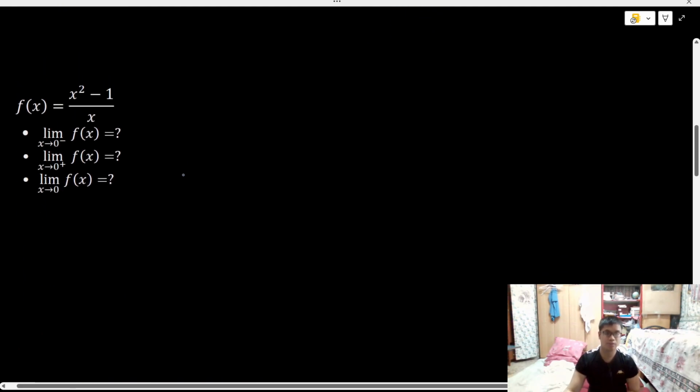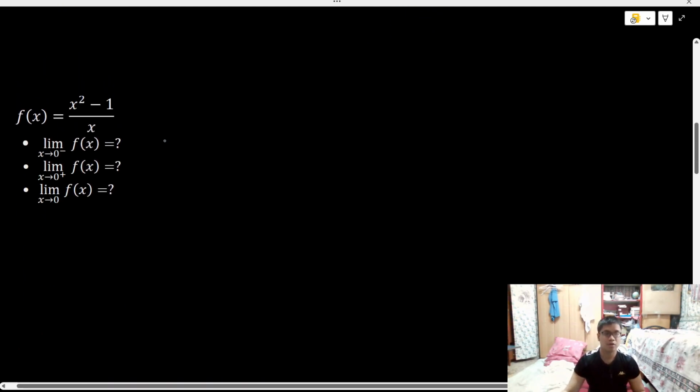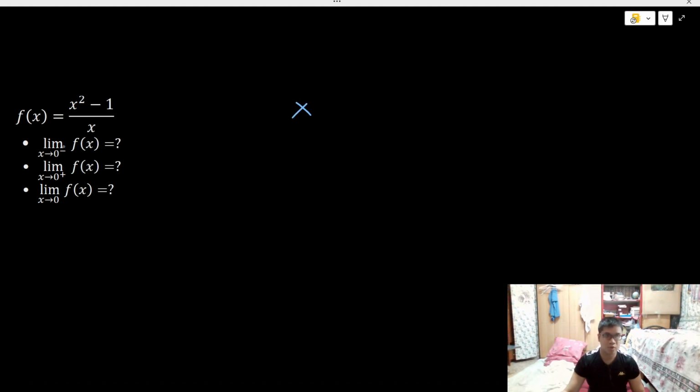Now, how about this one though? Let's try this one. Let's start from the left, which is this one because we have a negative sign here. So let's start from that. So f of x. All right. So let's start with negative 0.1. There you go. If you're wondering what I'm doing, I'm actually solving this one.